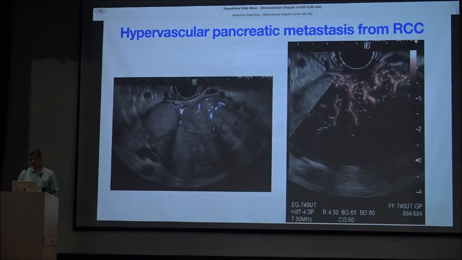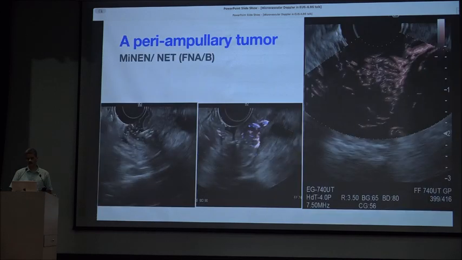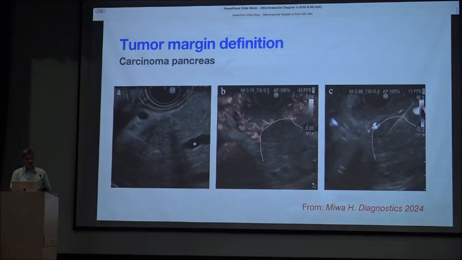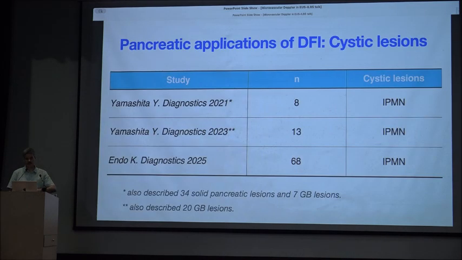This is another, just to show you the kind of resolution we have. This is a huge RCC metastasis in pancreas. This is a periampullary tumor, and we thought that the enhancement was because of the stent change, but when we saw all these vessels, the alarm was again raised. We had planned ampullectomy, but again the biopsy turned out to be neuroendocrine. DFI can also be used for tumor margin definition. I'm sorry, I have 5 minutes, so I'll rush through.